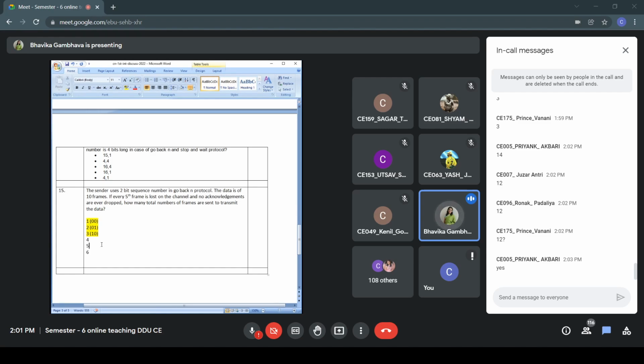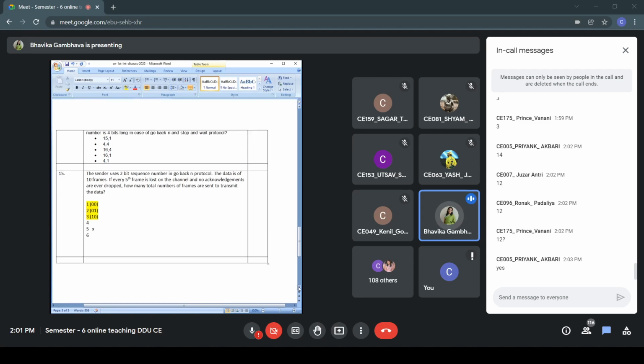4th will be delivered, but 5th will be lost. We said that every 5th frame is lost. It will be lost. What will happen at the receiver? It is getting 4th frame correctly. So will it generate acknowledgement of 4th frame?